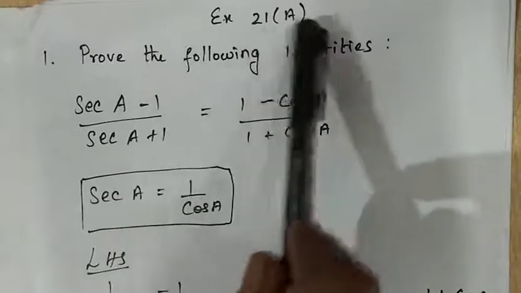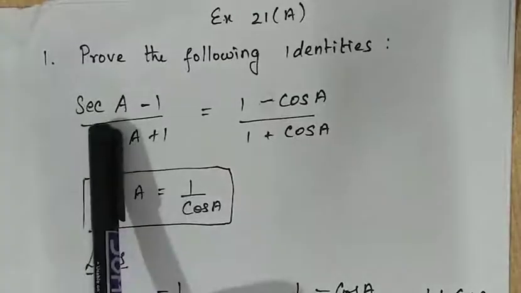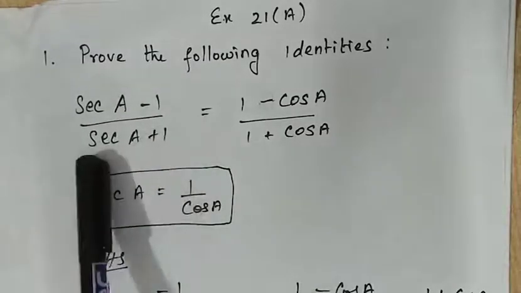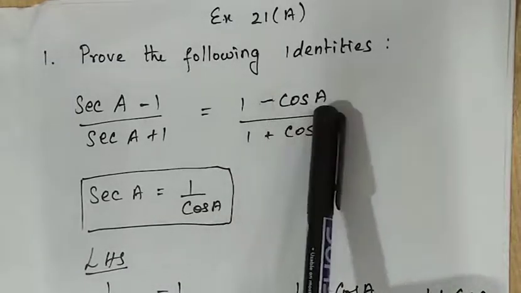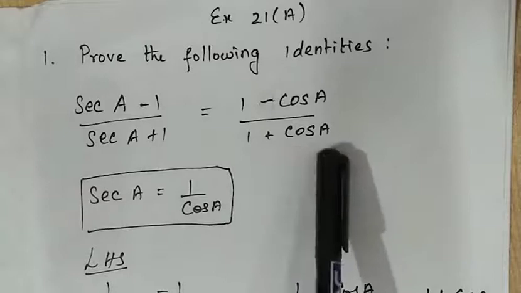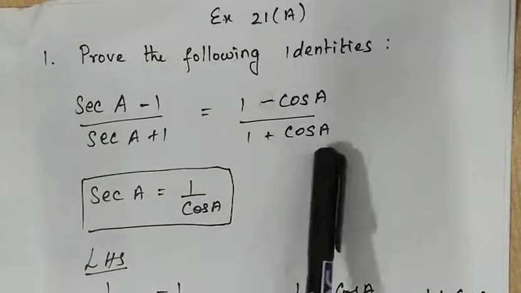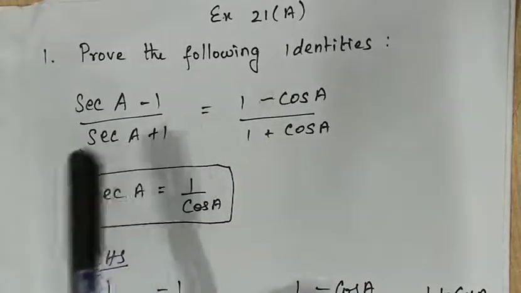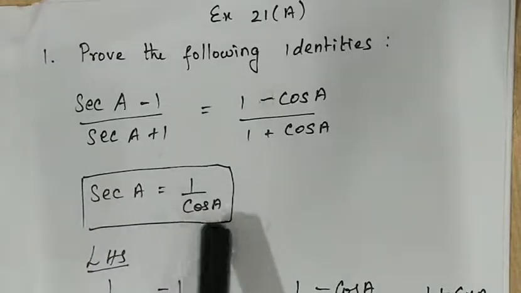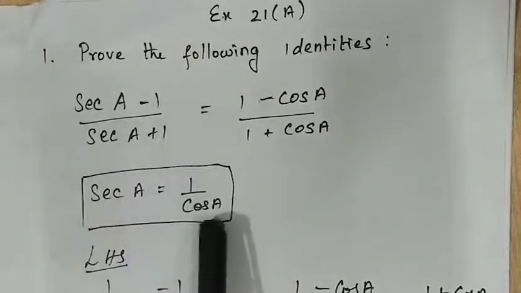Exercise 21A. Prove the following identities. Secant A minus 1 upon secant A plus 1 is equal to 1 minus cos A upon 1 plus cos A. So either you take left hand side or right hand side. Okay, I am taking left hand side. Secant A, we know, is 1 upon cos A. So write in the place of secant A, 1 upon cos A.